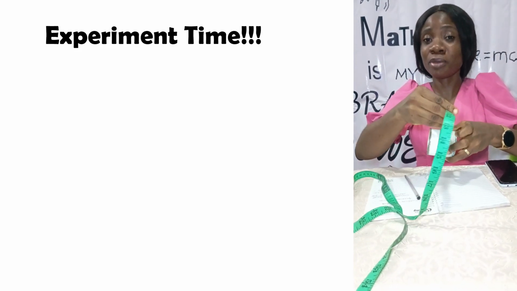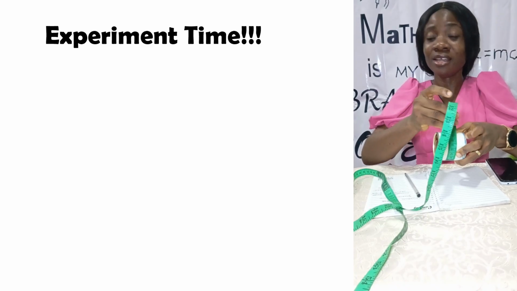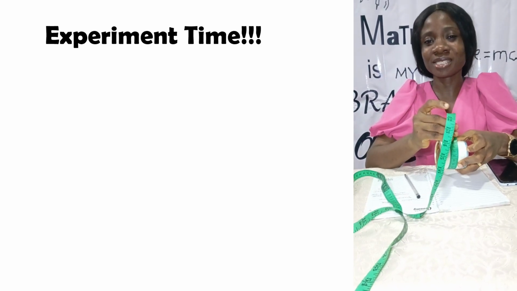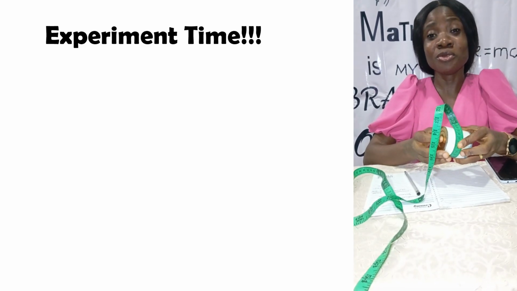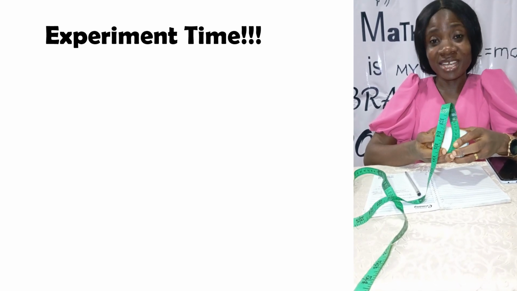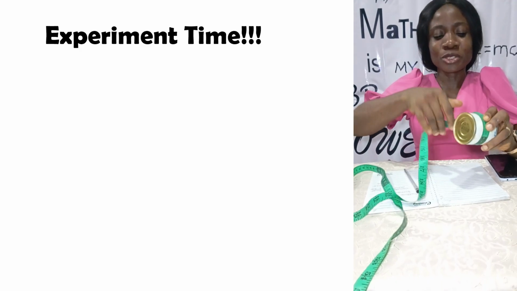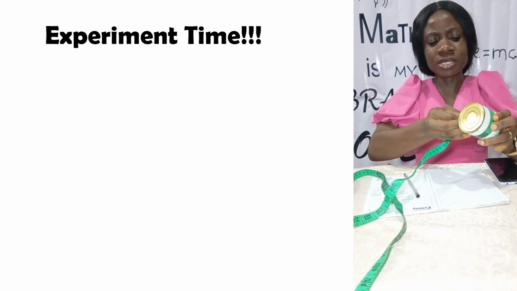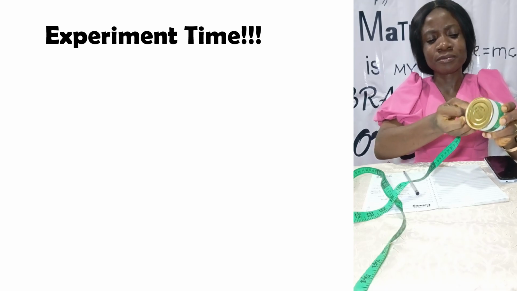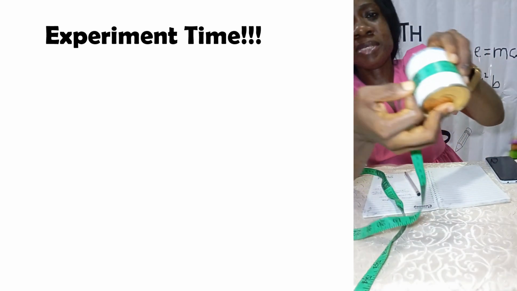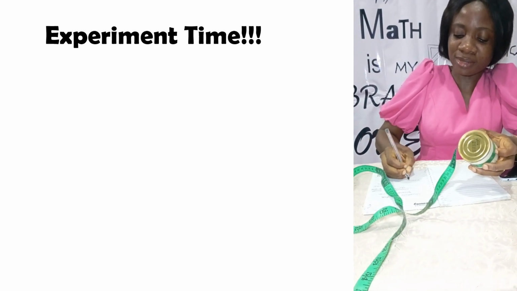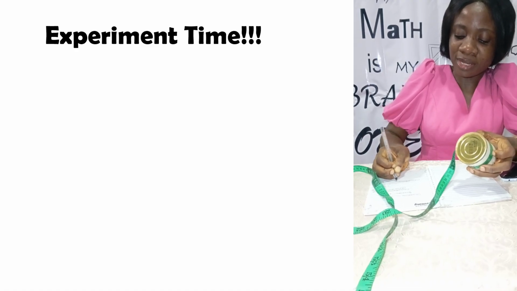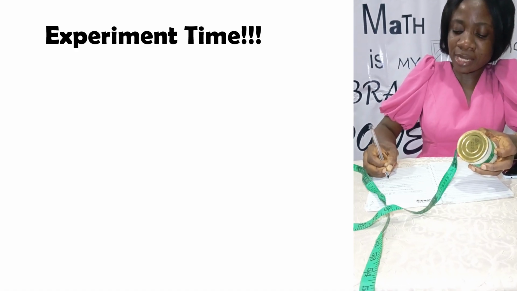I keep emphasizing perfectly round tin. Don't just pick any cylindrical object, just get a perfectly round tin. Or maybe this is where you get to know cylinders that are perfect and the ones that are not perfect. So wrapping it around, I have a perfect 20 centimeters. You put that down. That's your circumference. Remember, your circumference is the distance around a circle.